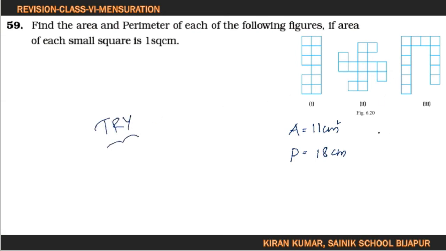For the second figure, I'll be mentioning the area. Area will be equal to 13 centimeter square and the perimeter is 28 centimeters. For the third figure, area is 13 centimeter square and the perimeter is again 28 centimeter. I want you to try this out by yourself.